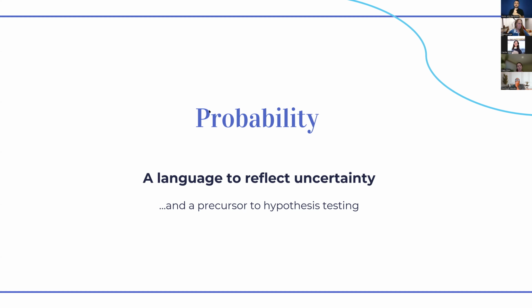So I like this definition of probability. It's a language to reflect uncertainty. Feels nice in our uncertain times. It's hard to be certain about anything these days, but probability is a way to talk about how certain or uncertain we are about different things. And it can help you understand your hypothesis testing. When you begin to formulate a hypothesis, you should have an understanding of probability firmly established so that you can perform your hypothesis testing.